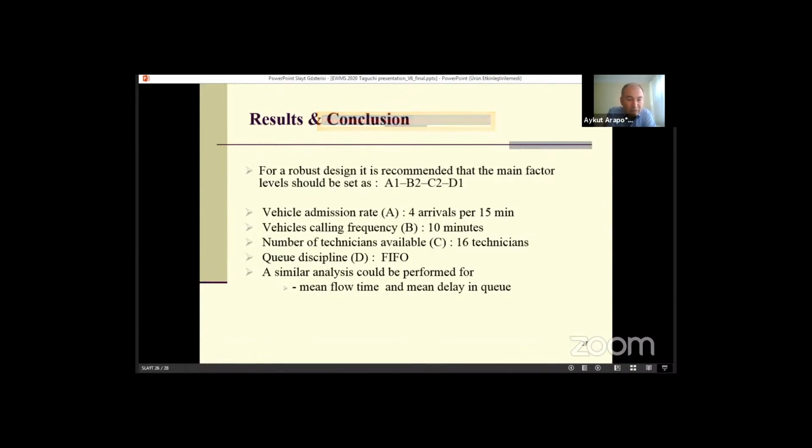Vehicle calling frequency should be 10 minutes. Every 10 minutes, vehicles should be called. The number of technicians, like 16 technicians should be used. And the queuing discipline, FIFO queue discipline is recommended.